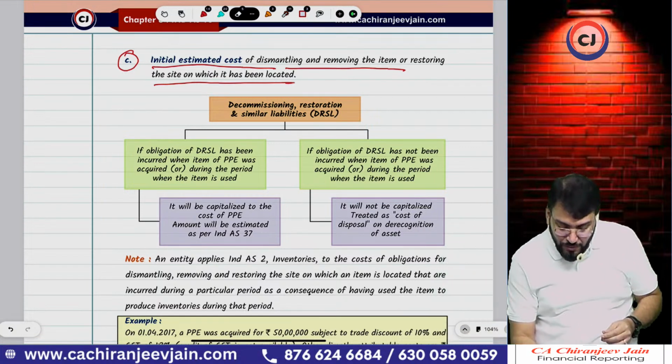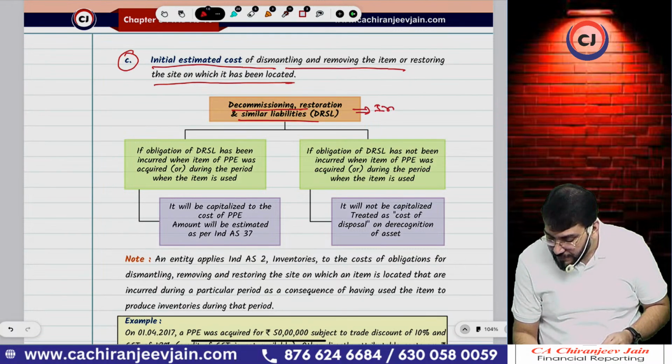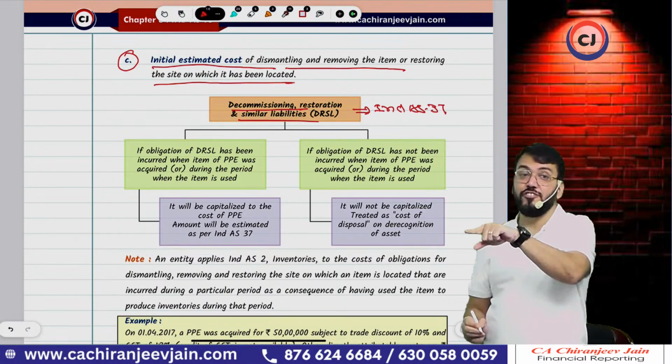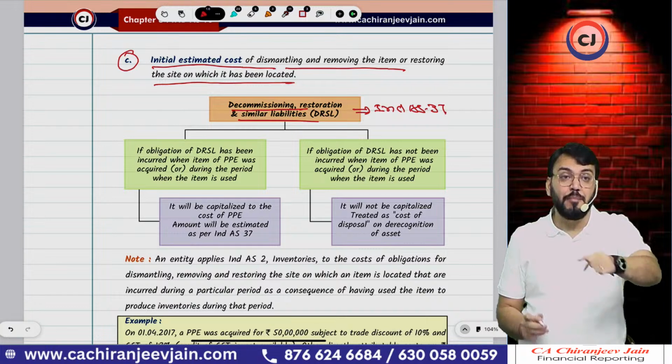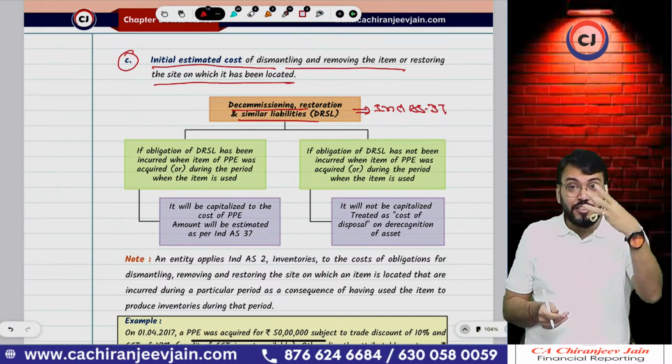So we'll call it, lovingly, DRSL. And this will be recognized as per Ind AS 37. As per Ind AS 37, for future expenditure, Ind AS 37 is applicable to decide whether we need to recognize a provision or not. And that depends upon three conditions.